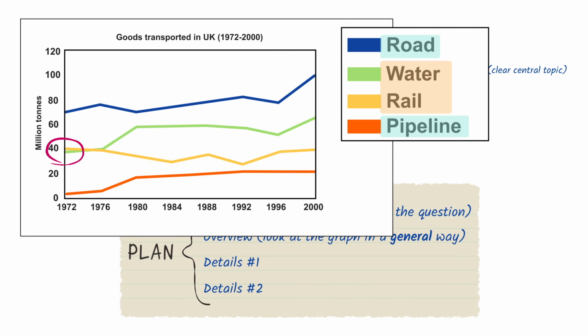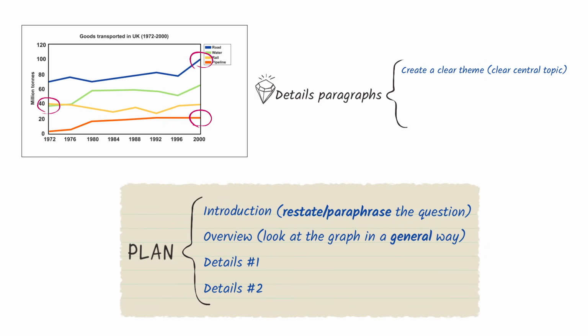And the road and pipeline, which we talked about just before, which is the highest and the lowest, they're combined together, right? Because they are the highest and the lowest positions. So in our plan, we write paragraph 3, water and rail, and paragraph 4, road and pipeline, right? That is our plan in writing our report.